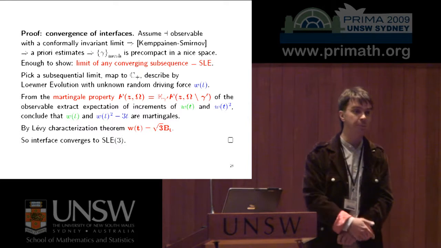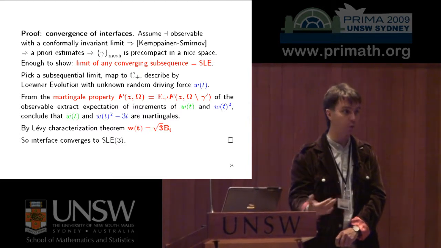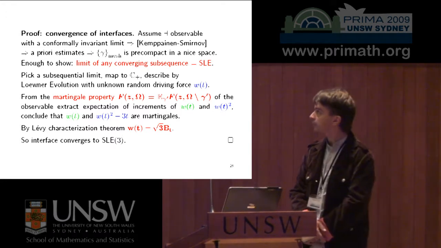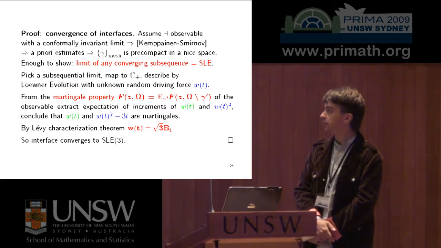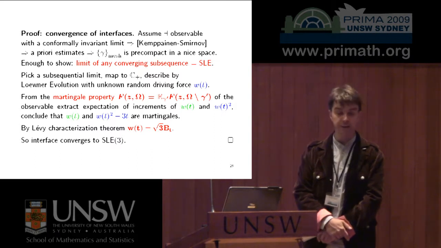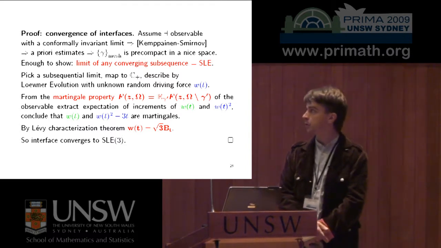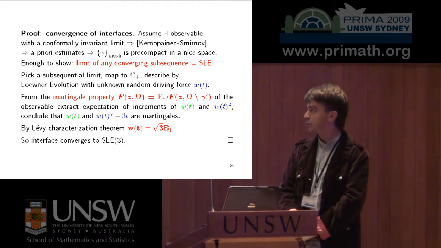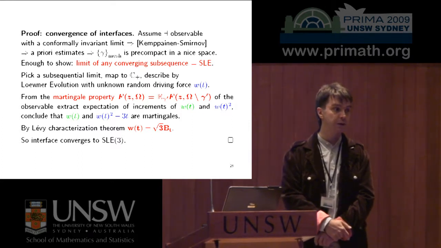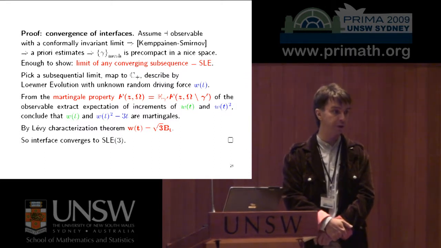So what you do, you describe it by Loewner evolution with unknown W of t. W of t is an unknown random function, and you want to show that it is a Brownian motion. How do you prove that? Well, you prove that the expectation of increments of W of t is 0, and the expectation of increments of W of t squared minus 3t is also 0. So you prove that these two things hold in the limit, and the Limit Theorem says that it's enough to conclude that this is a Brownian motion with speed 3.